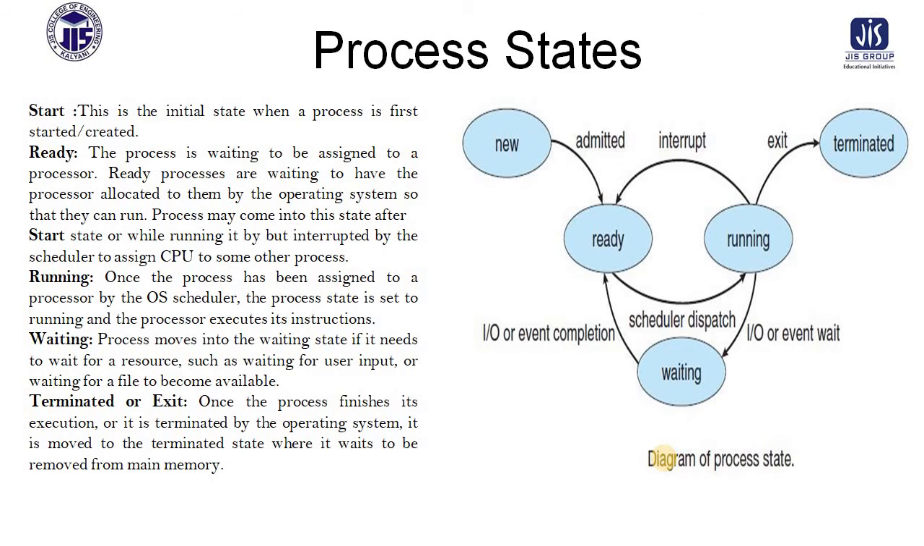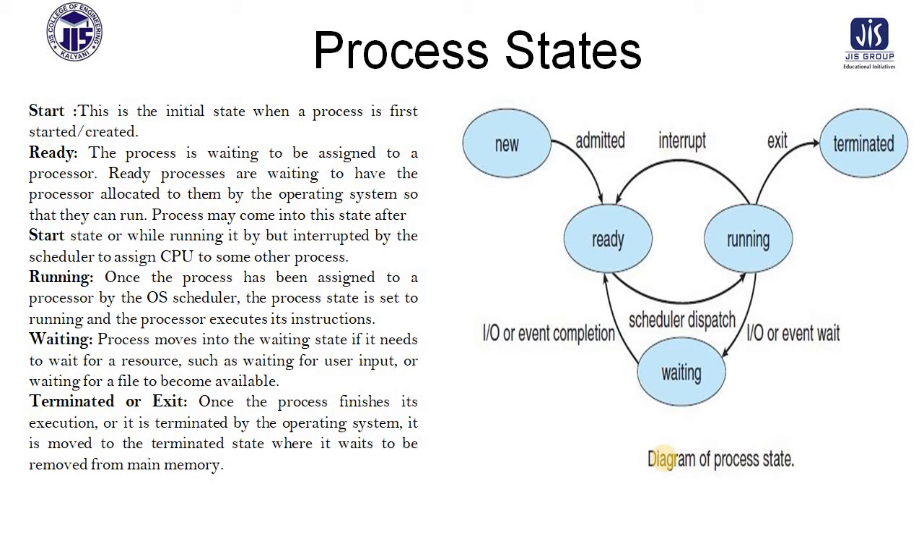So this is the process state. Each and every process will have some states: new, ready, running, waiting, and terminated. Start is the initial state when a process is first started or created. Ready: the process is waiting to be assigned to a processor. Ready processes are waiting to have the processor allocated to them by the operating system so that they can run.